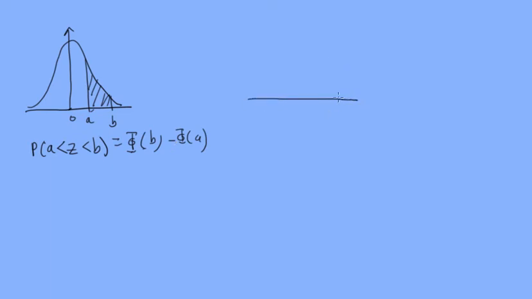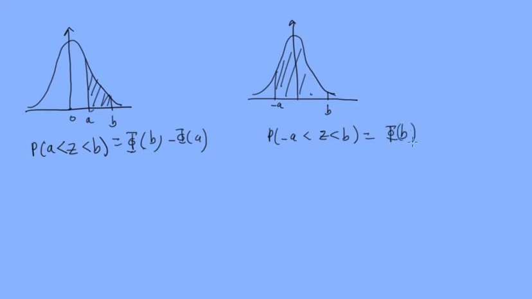Now if we have two values, minus A, so this is like what we just did, and some value B which is different, and we've got this area here, so the probability of Z being between minus A and B, we do the phi function for B plus the phi function for A minus 1.